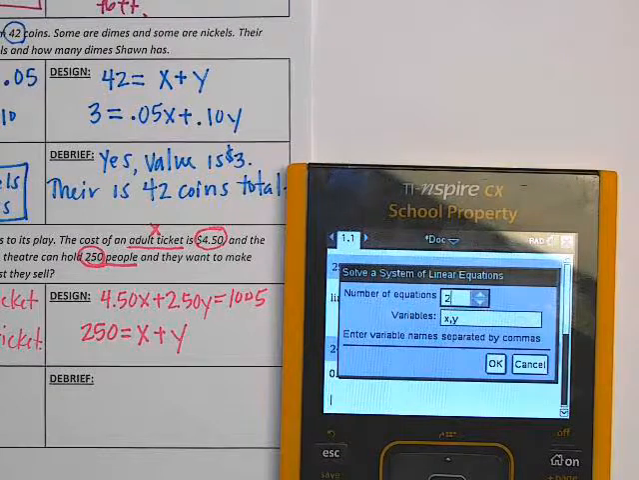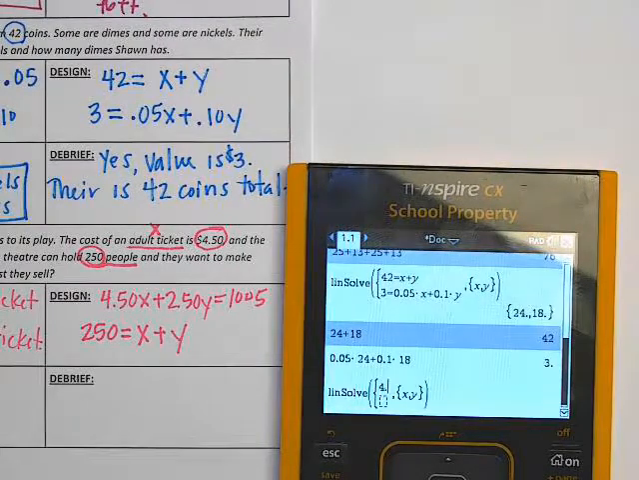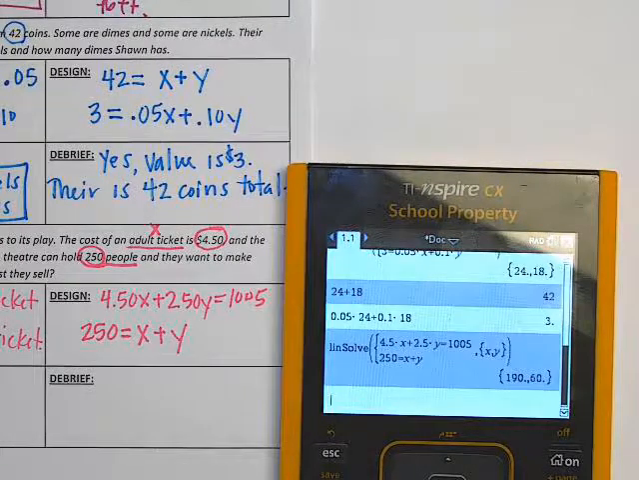Everybody should be plugging it in. Miss, I just made myself not smart because I messed up the notes. That's alright. Right on the back if you need to. And what do we get? 190 and 60. 190 and 60. Good job.